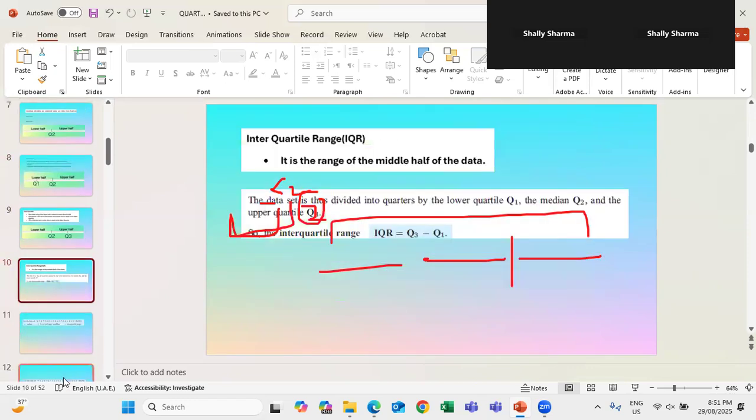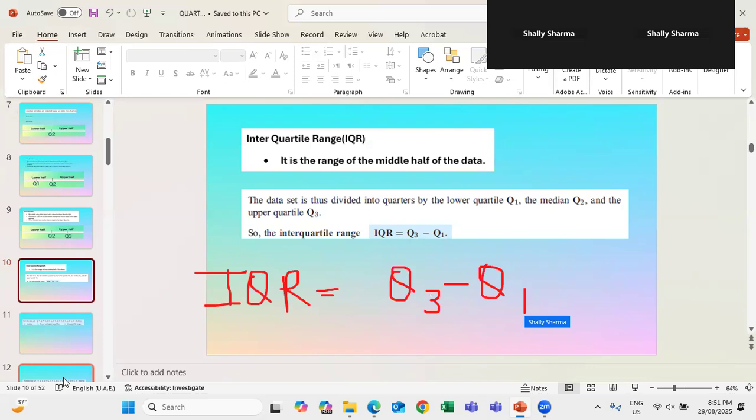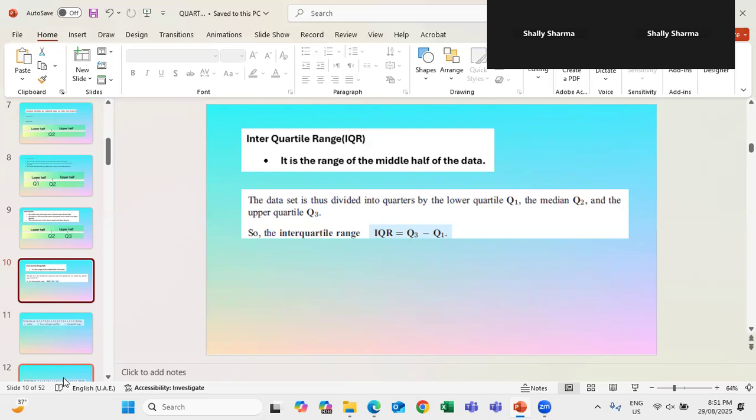Now we understand the concept of lower quartile and upper quartile. Now comes the interquartile range. As a formula, it is Q3 minus Q1. This is a way to find the interquartile range. But what does it actually mean? It is the range of the middle half of the data.